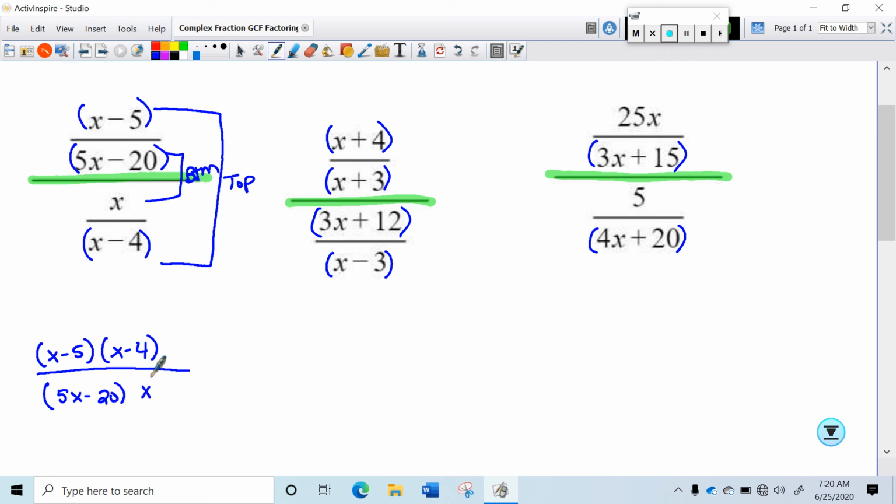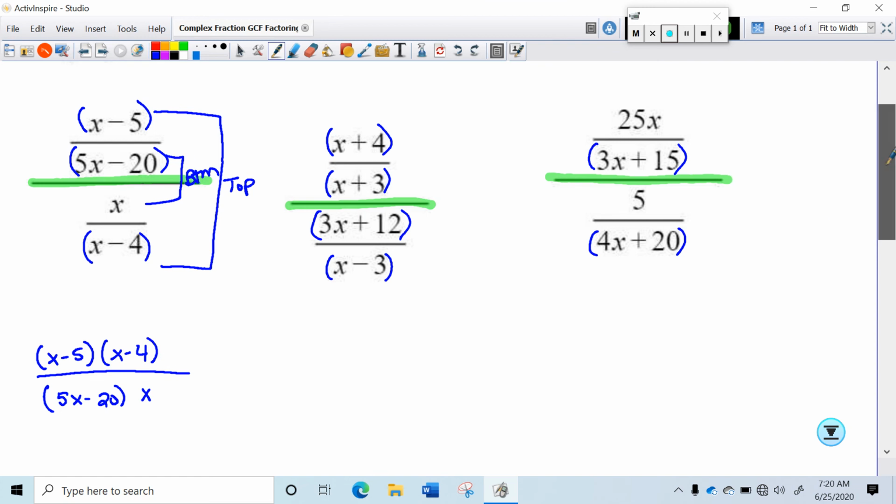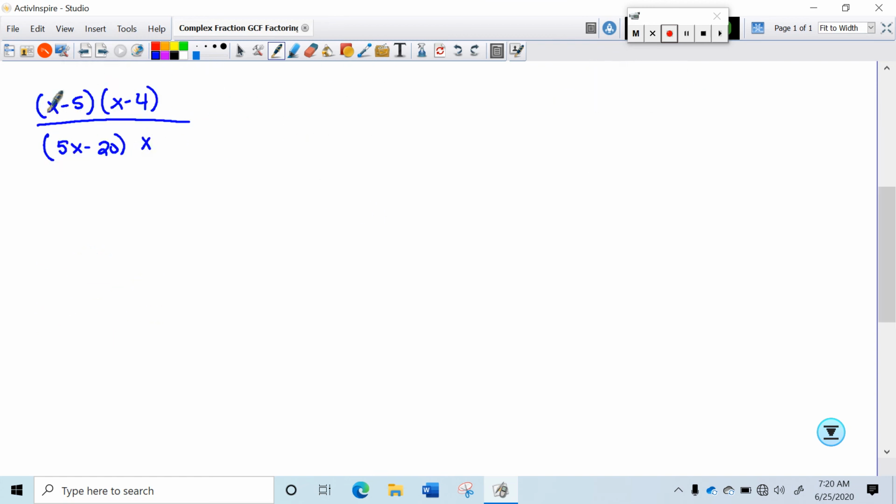Now I want to look at each one of those individual parentheses to see if I can factor. X minus 5 doesn't factor. X minus 4 doesn't. Okay, 5x minus 20, I can factor a 5 out of that. You can divide 5 and 20 by 5. So I have a 5 and an x. I take a 5 out, that's an x left over. Then I've got a minus sign. And factoring is division, so 20 divided by 5 is 4. So that's factored, and then I have my x.